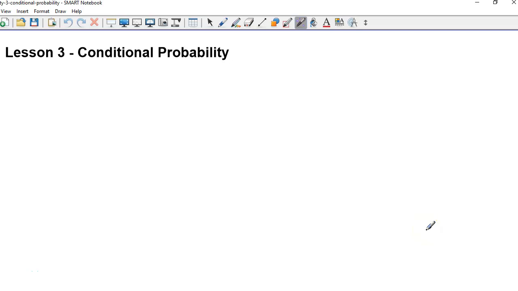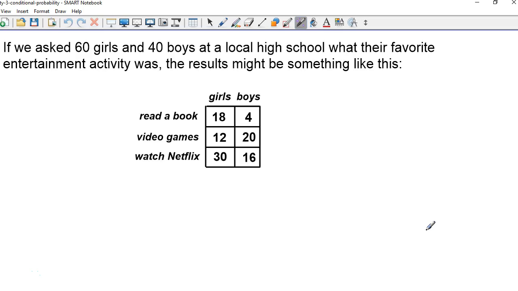Okay, here in Lesson 3, we're going to talk about something called conditional probability, which is a specific idea that shows up a lot in the following videos. We'll start by looking at this set of data right here.